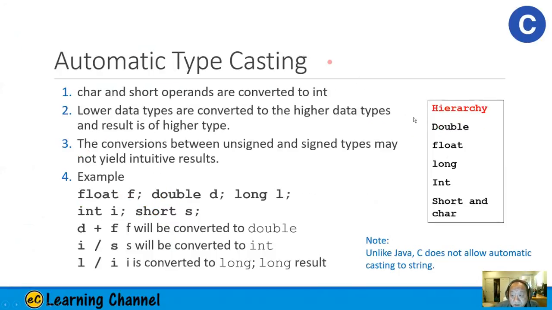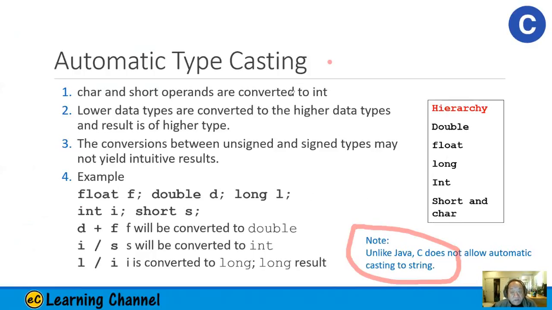And for type conversion, you have these different hierarchies. Basically from character, short, to integer, long, and then double. Character and short operands are converted to integer. Low data types are converted to higher data types, and the result is the higher data type. Okay. But unlike Java, C doesn't allow automatic casting to string. So we need to write our own toString method to convert it to string.